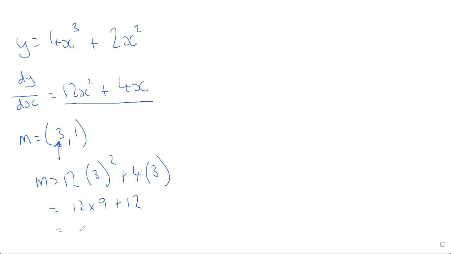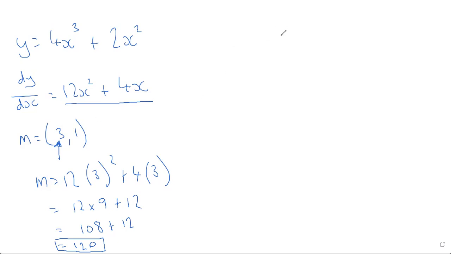What's 12 times 9? 108. Oh my God. 120. Okay, so this is obviously a very steep gradient. What this means is that this is going to be an extremely steep line at this point. That's fine. Generally speaking, we're only doing one thing at this point, I think.